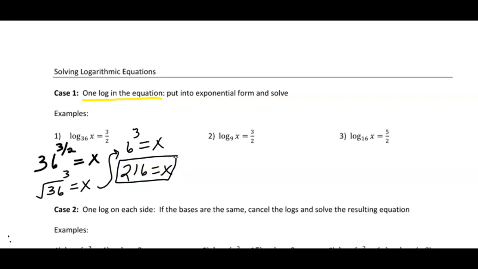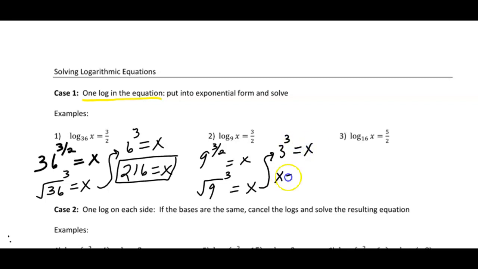So once you put it in exponential form, you'll see any type of equation. These are all going to result in rational exponents. So this second one, 9 to the 3 halves equals x. So again, it's the power over the root. So it's the square root of 9 to the third power equals x. Square root of 9 is 3 to the third. So then my x is 27.